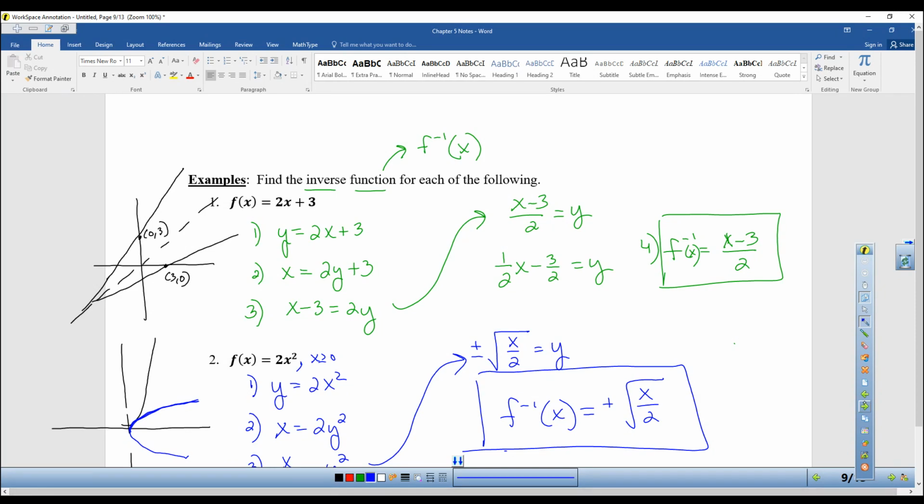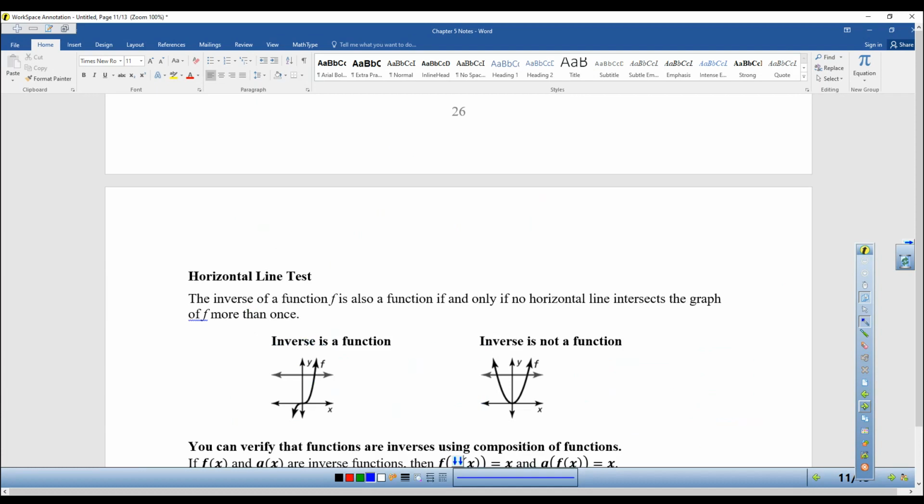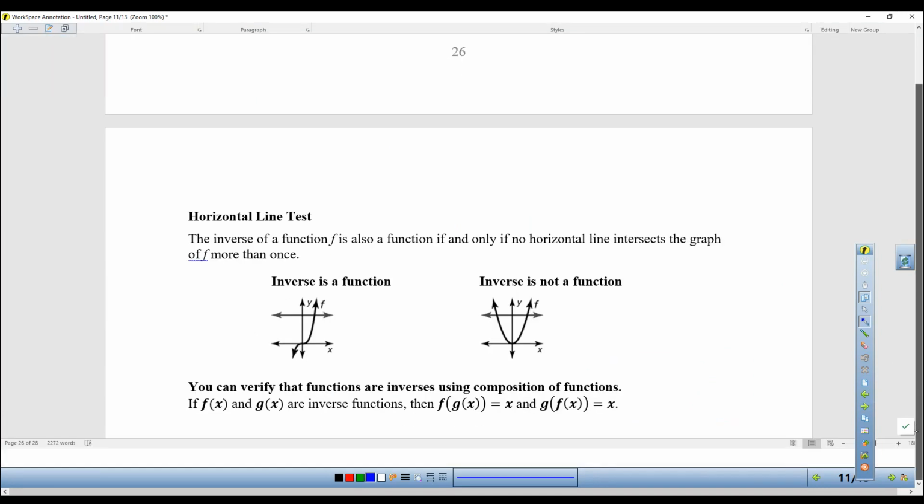So what these notes are saying is that you can actually know, even before you get the inverse, whether or not it's going to be a function. If something doesn't pass the horizontal line test, then its inverse won't pass the vertical line test. So right before you do anything, you can tell if something's going to have an inverse function or if you're going to have to do something to change it.